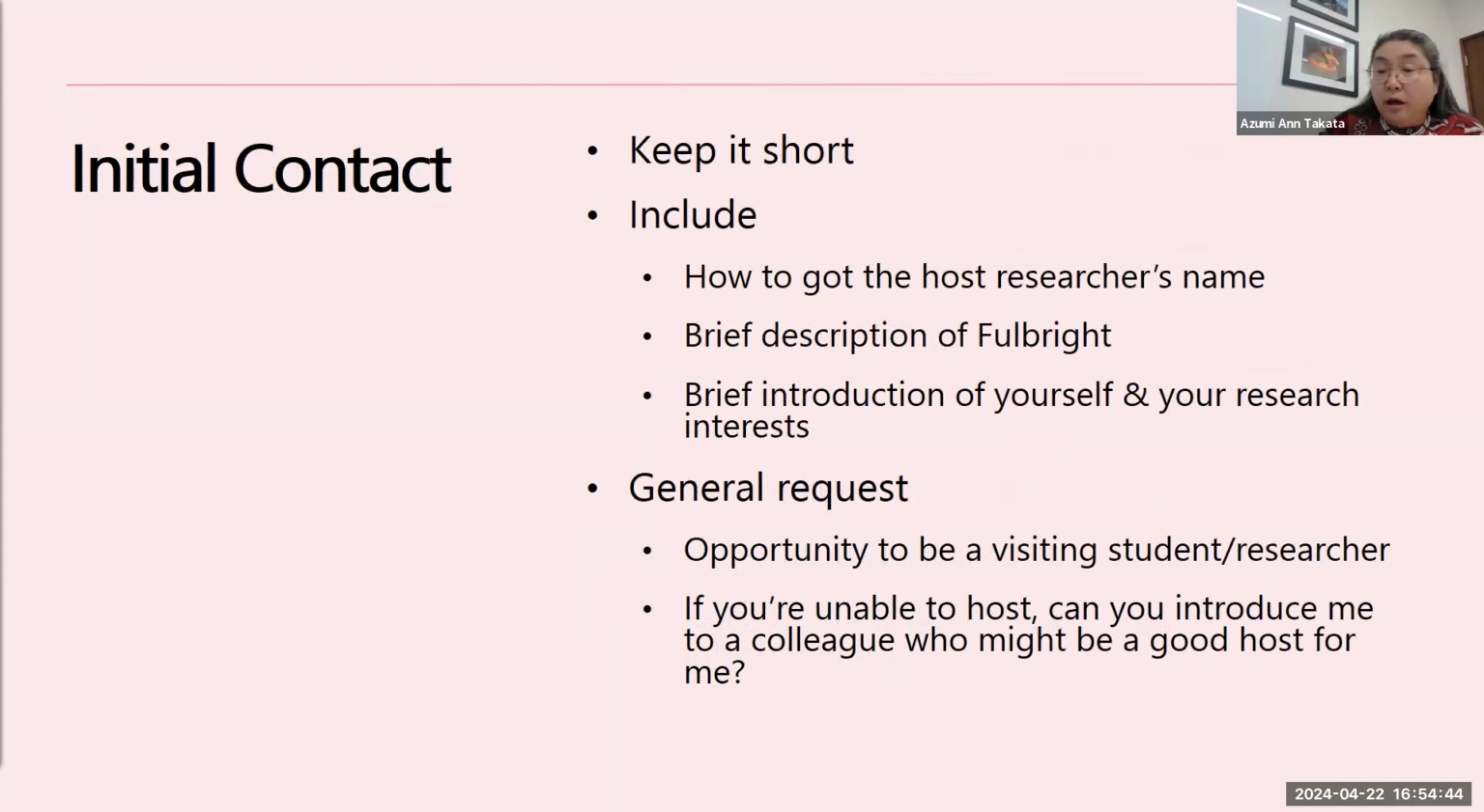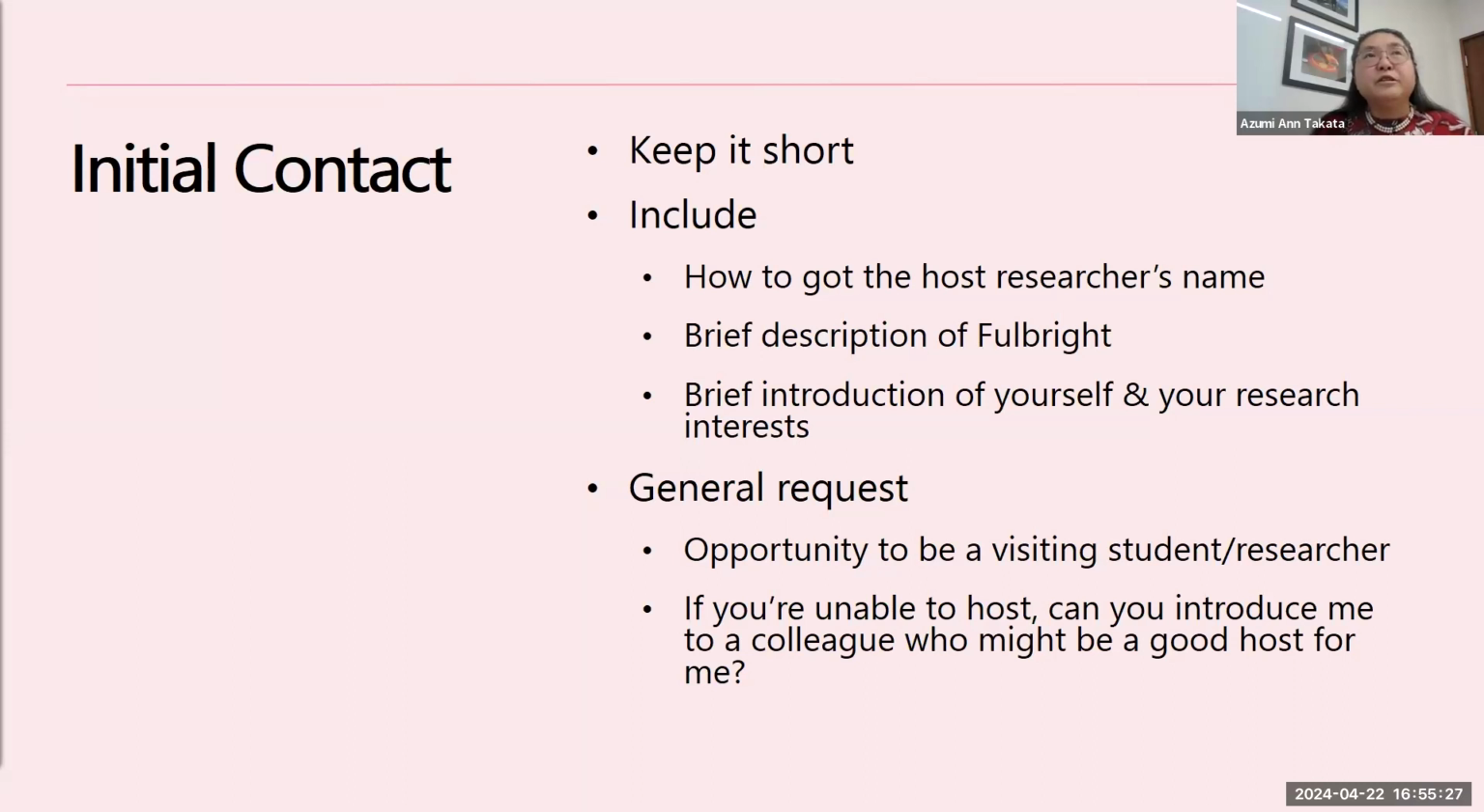In terms of the contact, especially for initial contact, keep it relatively short. Include some brief information about how you got that person's information. Give them a brief description of Fulbright, and then a brief introduction of yourself and your research interests. And then make a general request about opportunities to be a visiting student or researcher, and not talk yet about specifics of research affiliation or getting an affiliation letter. Those can come later. The initial contact, you should keep it relatively short.